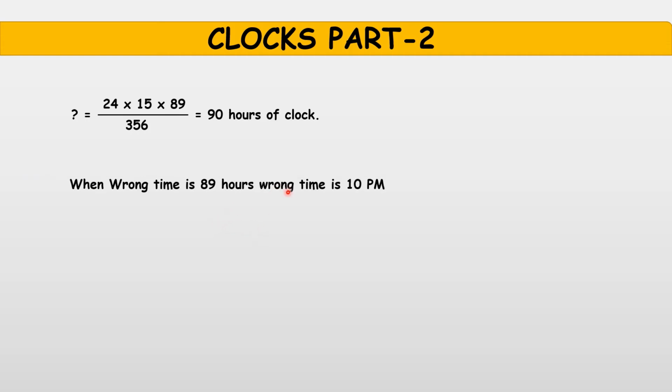Okay, when it is showing 89 hours, at that time we see the time as 10 p.m. Okay, it's the wrong time. But now the correct time is 90 hours, because we got 90 hours as the correct time. So we need to add 1 to this 10. So we'll get 11 p.m.